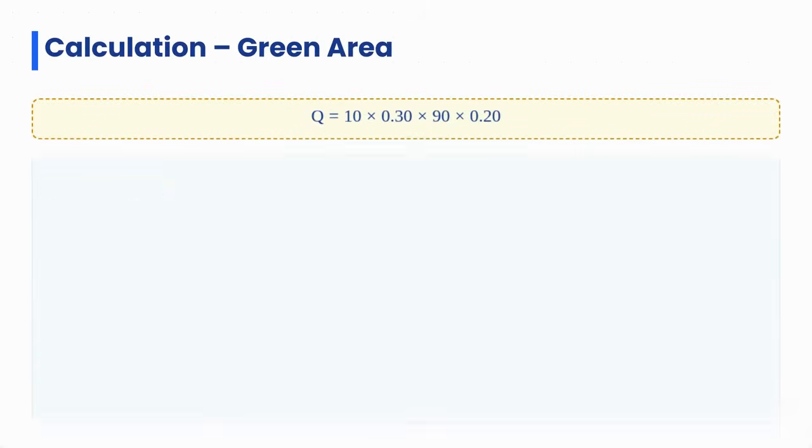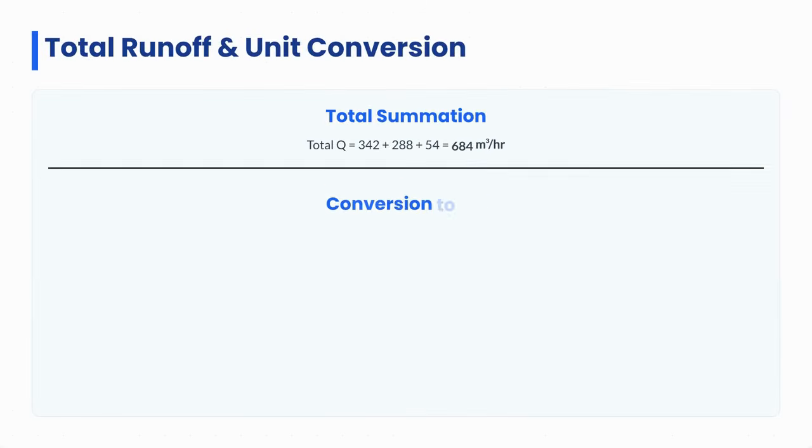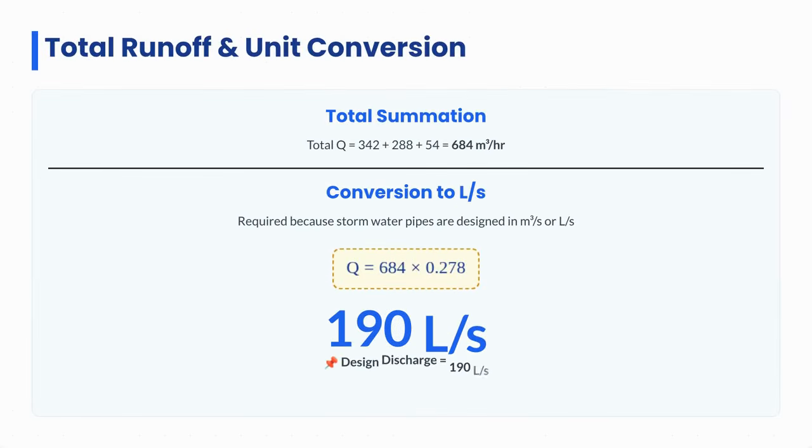Finally, for the green area, with a coefficient C equal to 0.30, intensity I equal to 90, and an area A of 0.20 hectares, the calculated runoff Q is 54 cubic meters per hour. The total runoff Q is the sum of all areas, equaling 684 cubic meters per hour. Converting this to liters per second, we multiply by 0.278, giving us a design discharge of 190 liters per second.